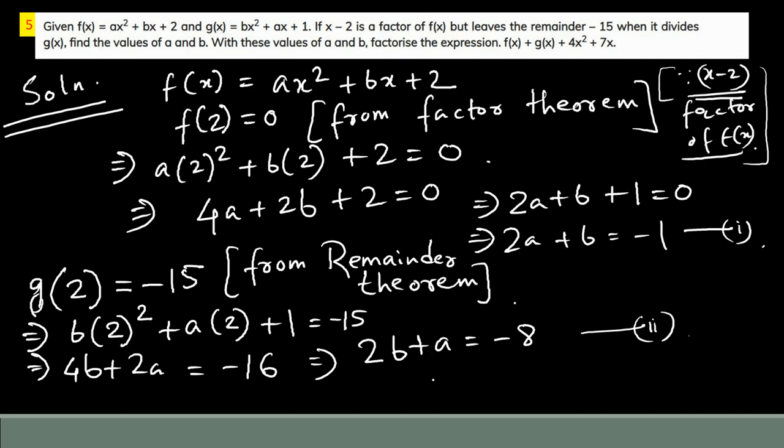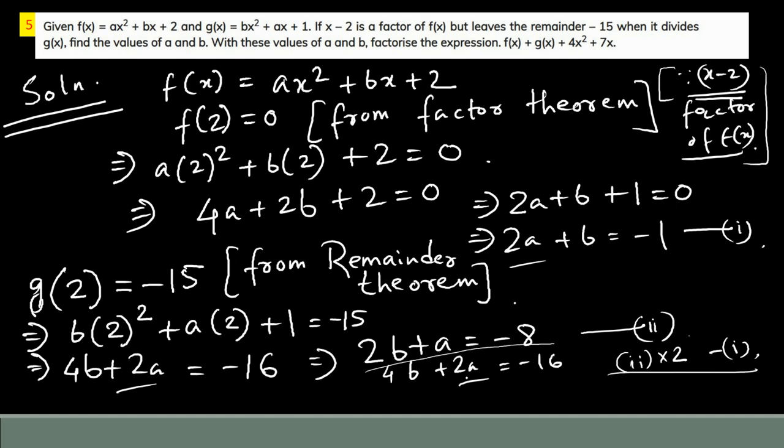If you multiply this equation by 2, you will get 4b plus 2a, equals minus 16, right? So basically you see this is 2a and 2a. Let's say we have called this equation 2, right? So 2 times equation 2 minus equation 1. What will we get? 2 times equation 2 gives this expression with 2a, and we are subtracting equation 1 from it. So it is 4b minus b, which is 3b, and minus 16 plus 1, which is minus 15.